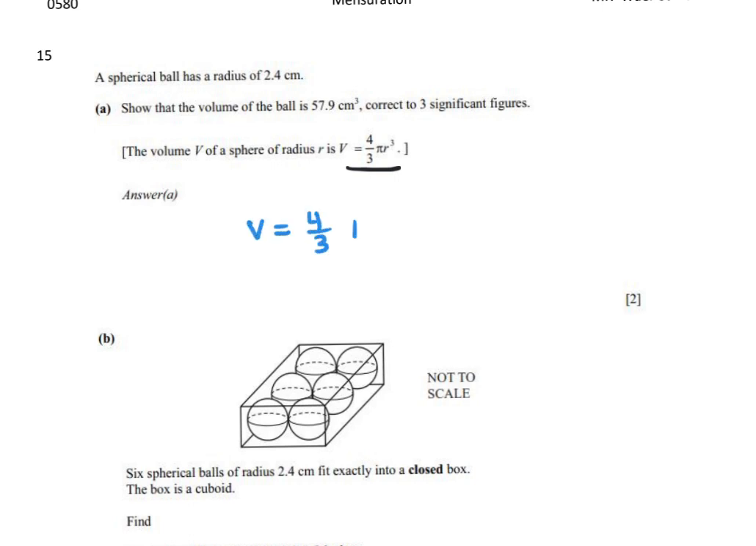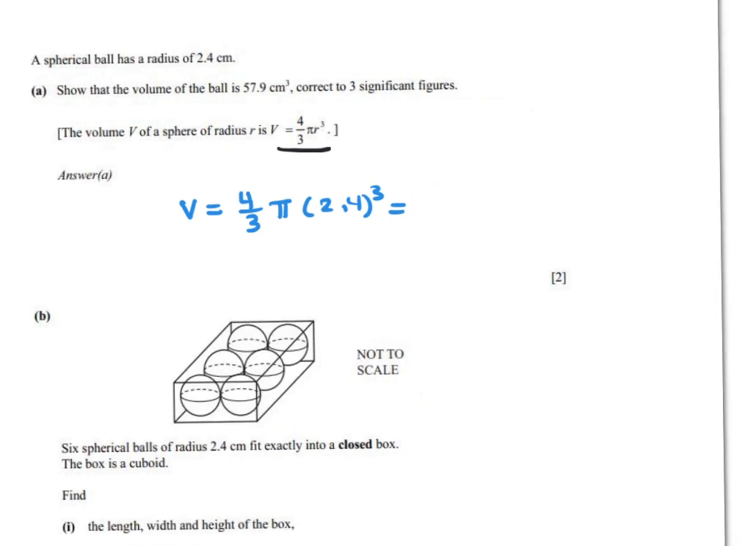The volume is 4/3 π times the radius, 2.4, to the power 3. And the answer is 57.90, so 57.9. For B, 6 spherical balls of radius 2.4 centimeters fit exactly into a closed box.